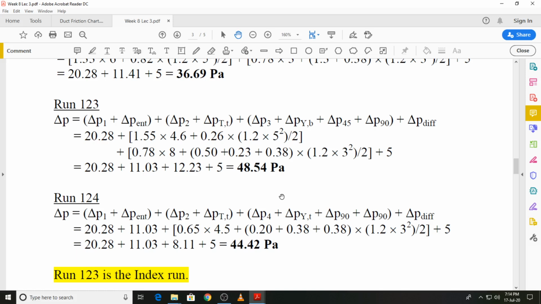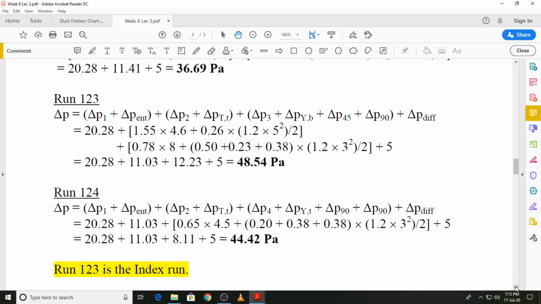All we have to do now is identify the index run, which is the run with the maximum pressure drop, that is evidently run number 1, 2, 3, and that run will have its damper fully open. In the other two runs, we will have to provide dampering. That means we will have to partially close the damper such that the pressure drop across that run again becomes the same as the maximum pressure drop, that is 48.54 pascal.